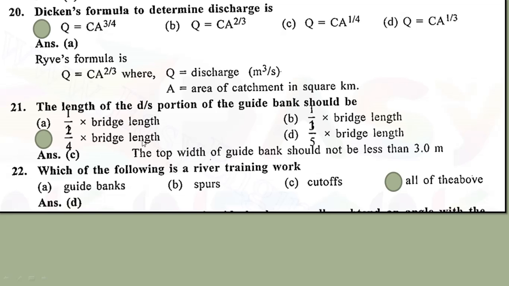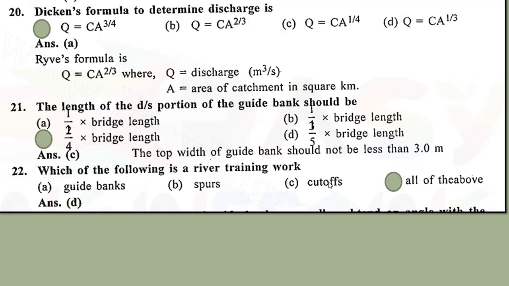Which of the following is a river training work? Guide banks are also river training work. Spurs are also river training work. Cutoffs are also river training work. So all the above are river training works. River training works are guide banks, spurs and cutoffs. In river training, we are guiding the river, guiding the path of the river.